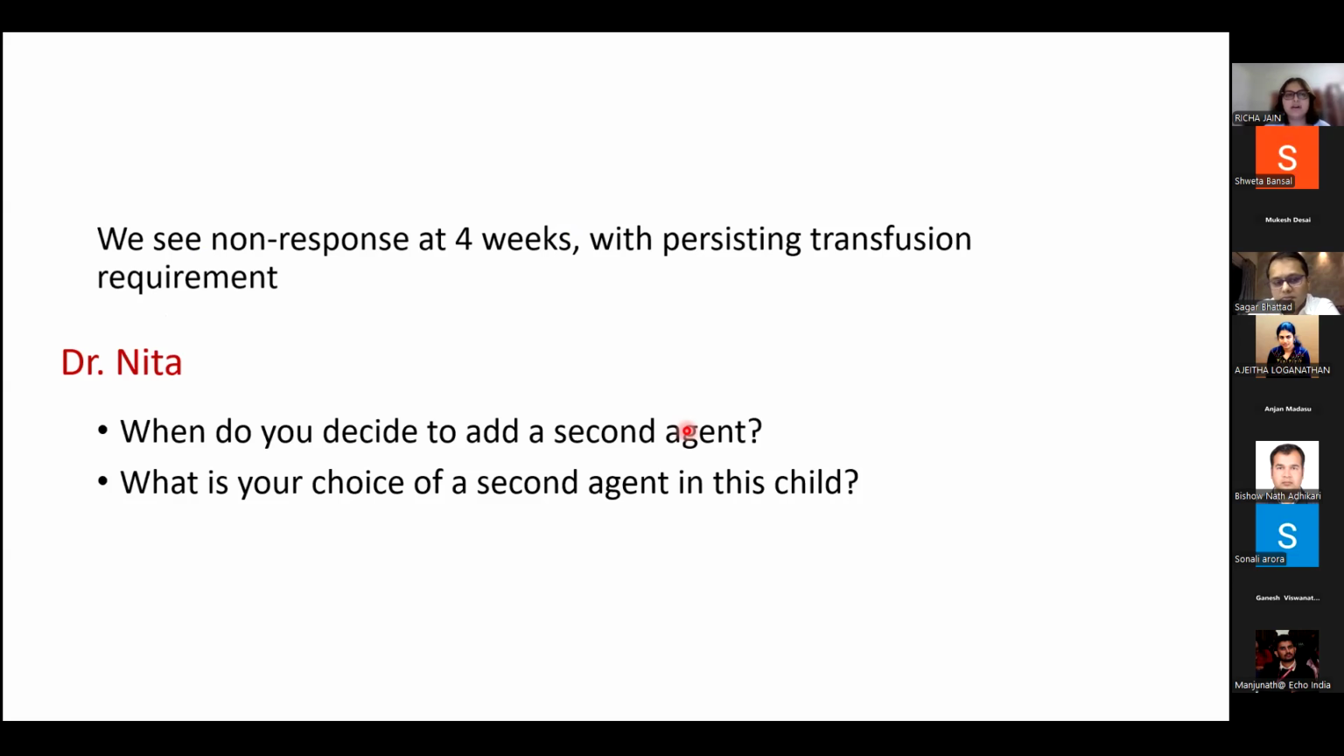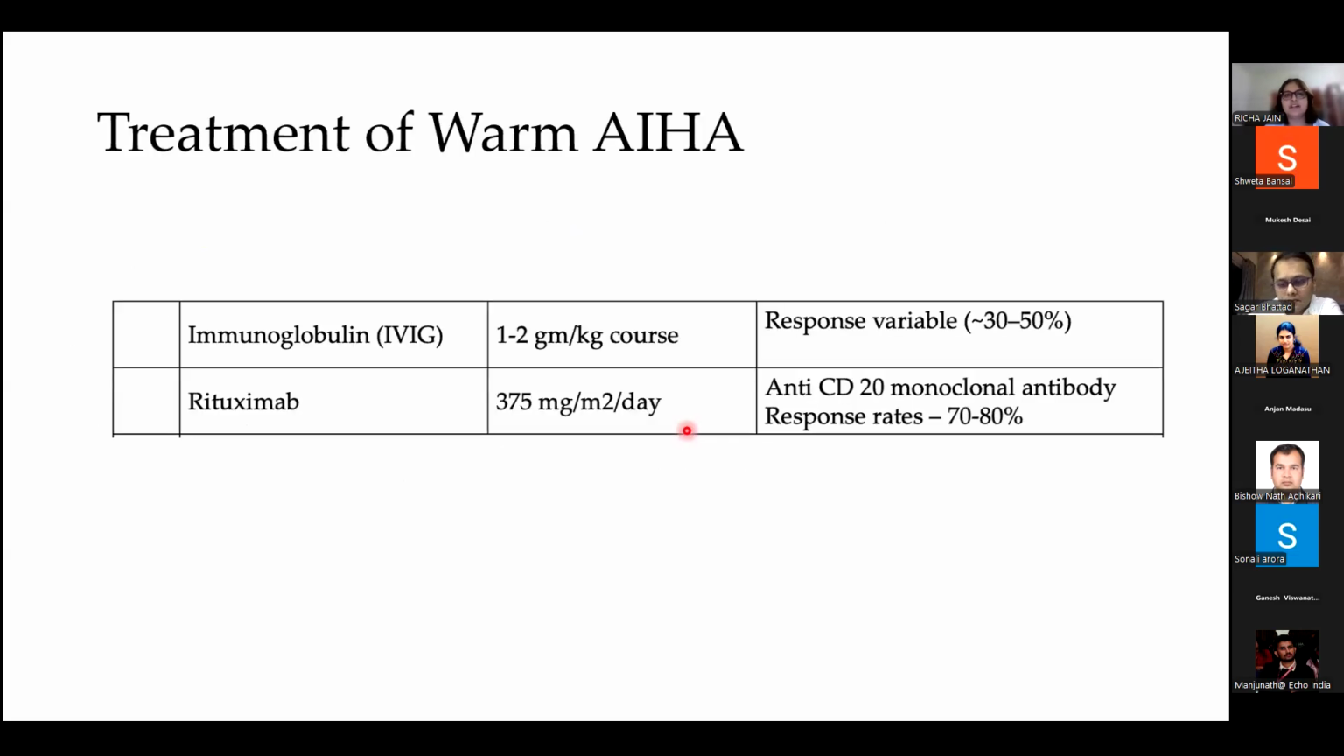Right. Thank you. So, Dr. Neeta, what is your choice of a secondary agent in this child? She has failed prednisolone and she has not had a response to 2 doses of IVIG. How do you proceed in a child who fails prednisolone? Yeah, so IVIG is not a secondary agent. IVIG is one of the treatment options we can give along with steroids. But in this case, she has failed that also. Then the next obvious choice is rituximab.